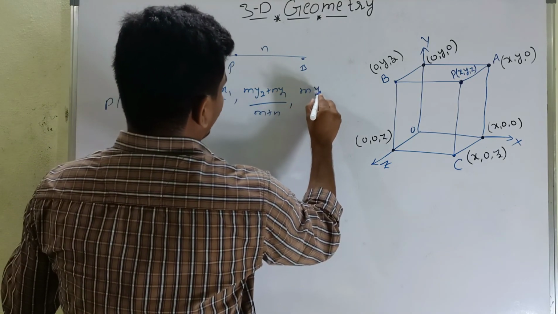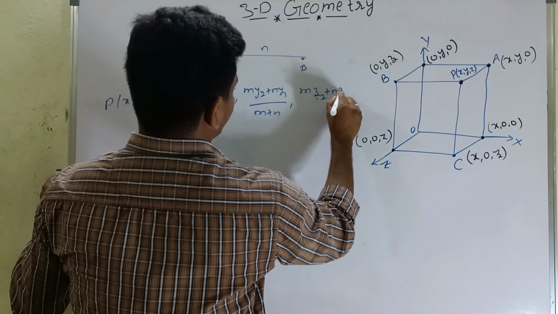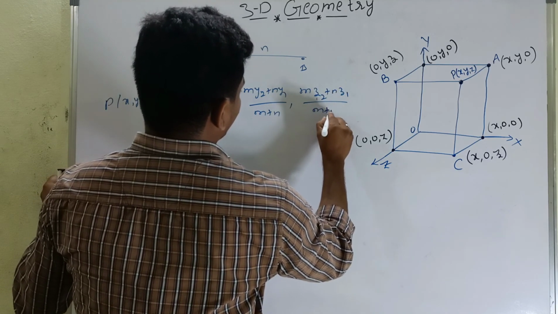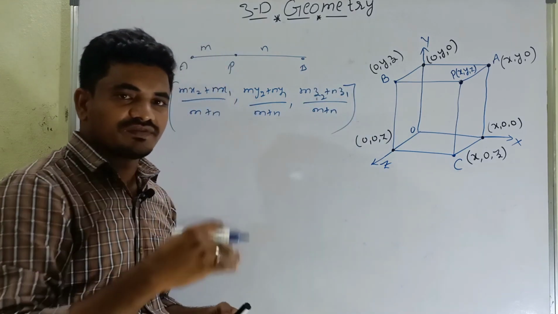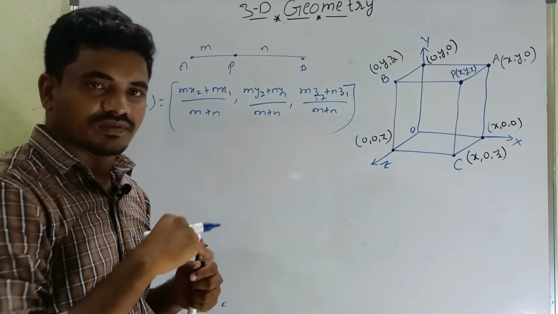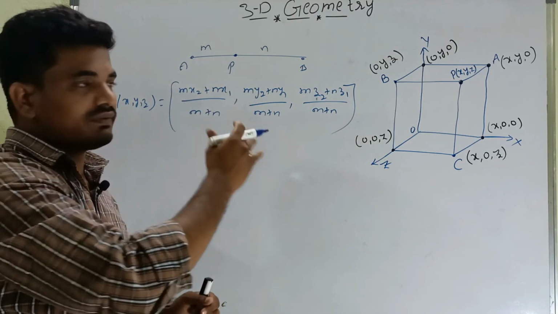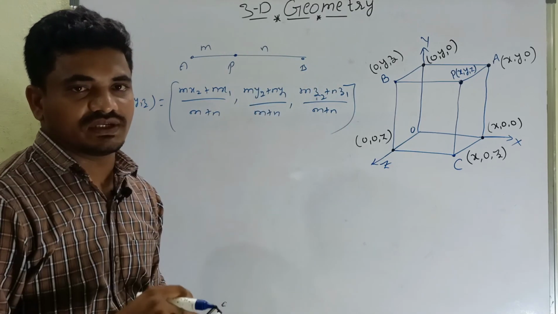and next, (mz2 plus nz1) by (m plus n). So this formula we will use to find the point P, to find the value of P. Yes, this is x1, y1, z1 and this is x2, y2, z2.